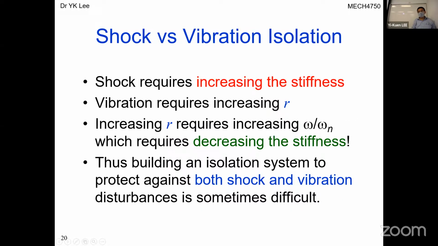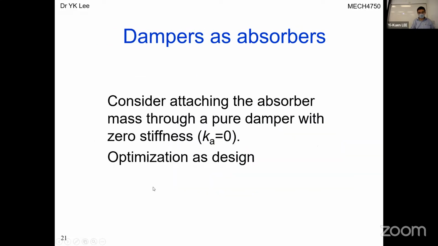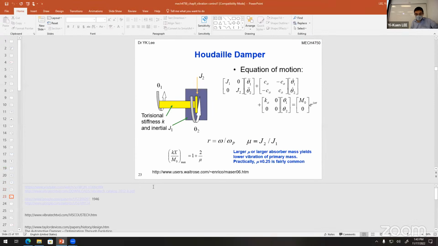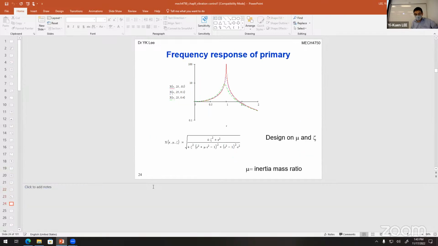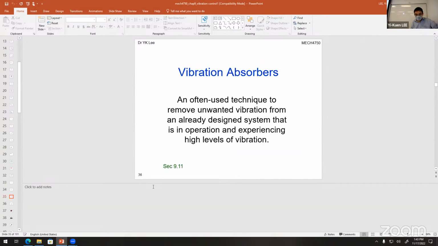So typically shock requires increasing the stiffness K. But on the other hand, for vibration control, we decrease the stiffness, so sometimes it's contradictory to each other. It makes it difficult to come up with a good vibration control that can protect against both shock and vibration. Okay, and of course we already talked about how we can come up with a two-degree-of-freedom model for a vibration absorber. That's something we described, so I think we can skip this.